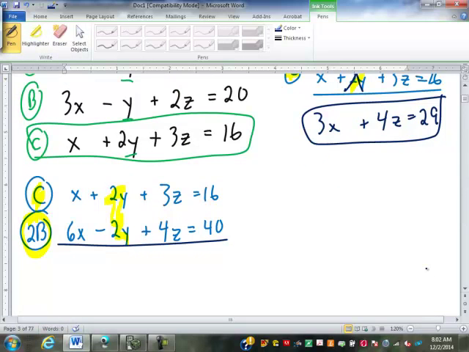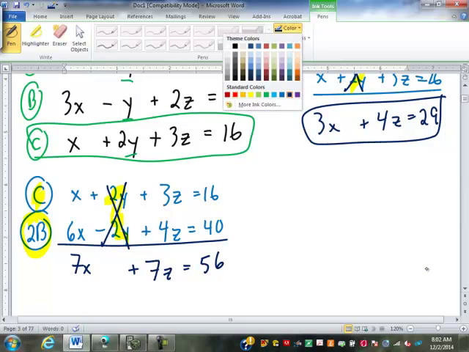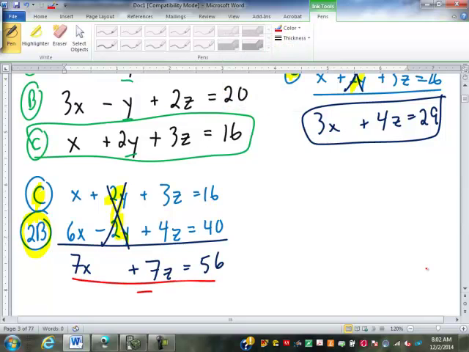So now, x and 6x makes 7x. 2y and negative 2y cancel out. 3z and 4z make 7z. And 16 and 40 make 56. All of those can be divided by 7, which will give us 1x, or just x, plus z equals 8. And then, of course, we still have 3x plus 4z equals 29.